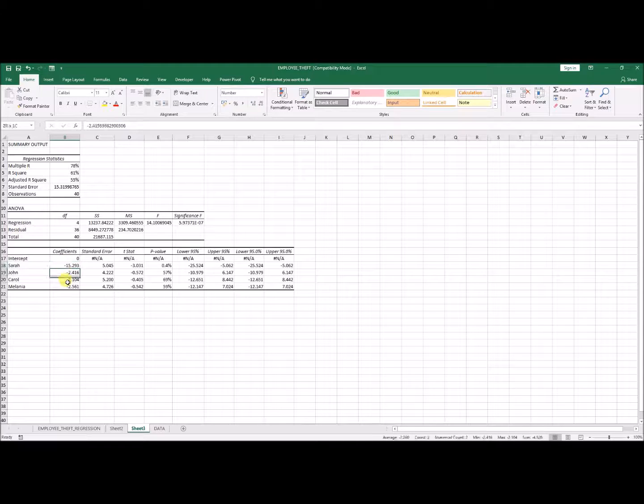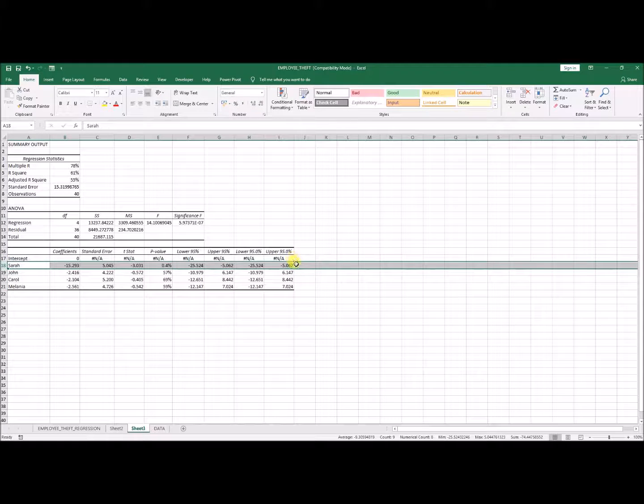So what about these other guys that are contributing negatively? Well, as in any business, employees make mistakes. They give out the wrong amount of change. Customers accept the wrong amount of change. Things like that contribute towards these types of mistakes. But statistically, Sarah is the one that is most likely to be stealing the money.